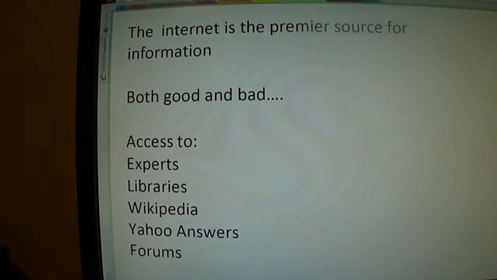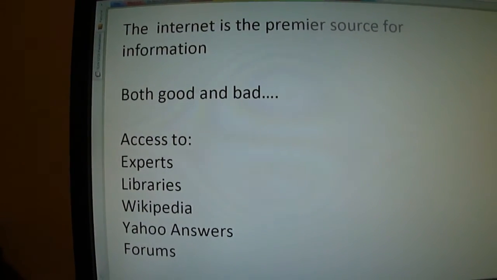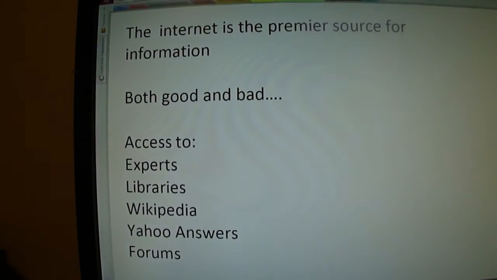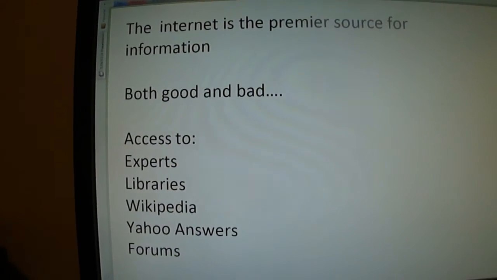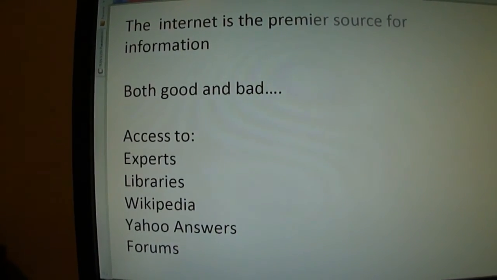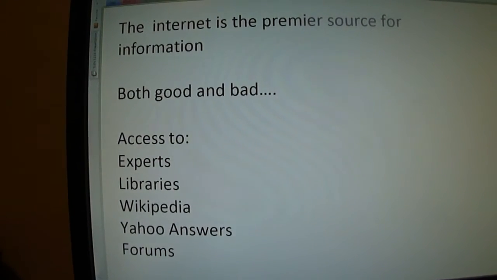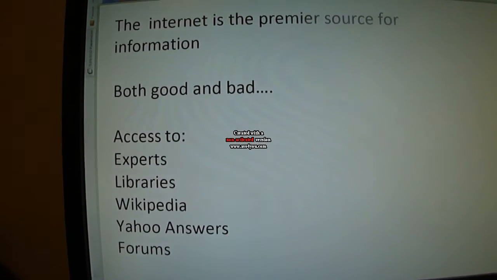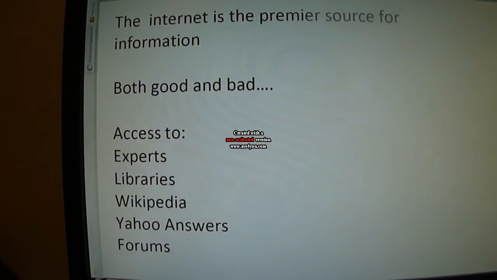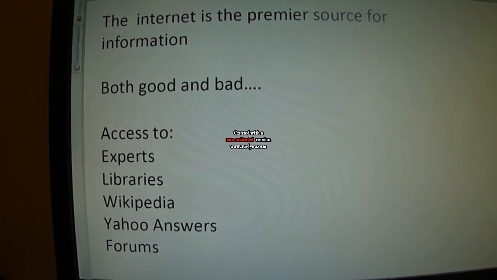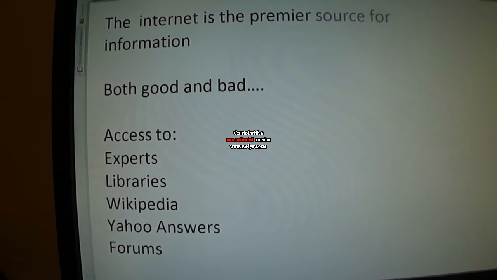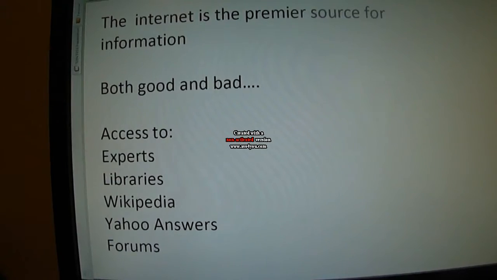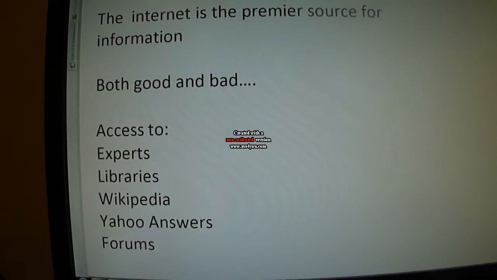The Internet is now the premier source for information. This is both good and bad. While access to information is now faster, and the amount of information available to people is larger, the quality of the information may not be as good. Internet access includes being able to get expert advice, use traditional library systems, use indexes such as Wikipedia that have been crowdsourced, ask questions on forums such as Yahoo Answers, and look at other forums that may have data that otherwise would not be preserved.